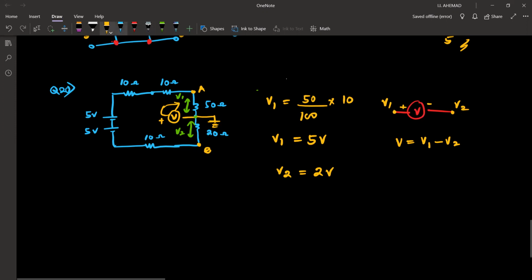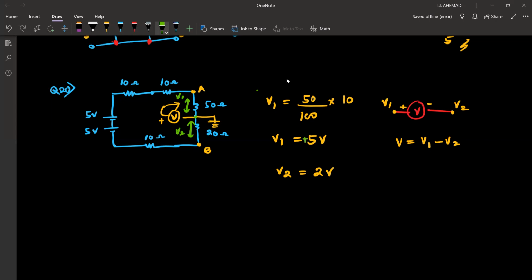So now let's look here. What is V minus? V minus is 0. And positive is connected to positive. Therefore, V1 will be plus 5.